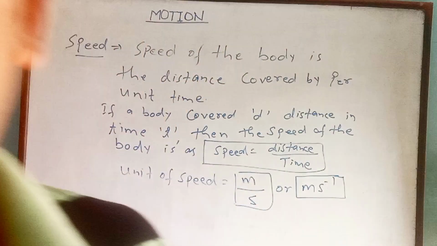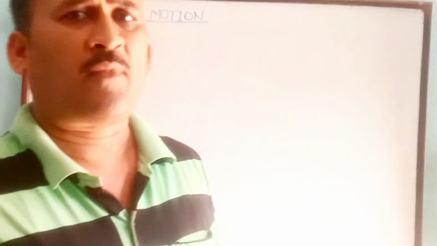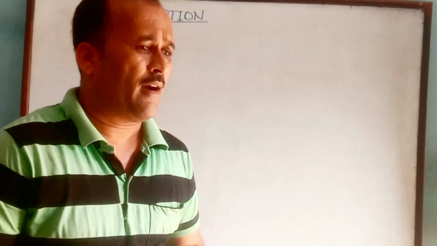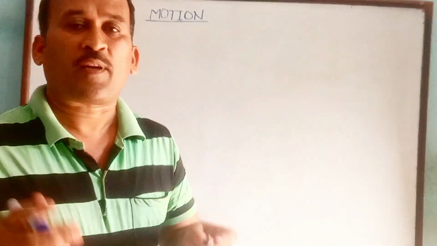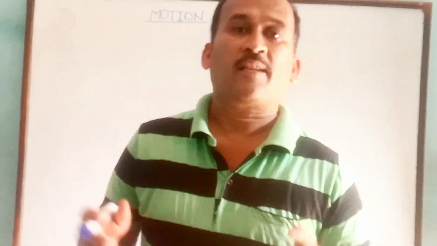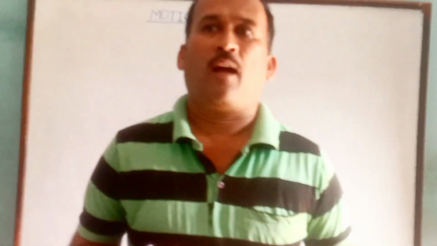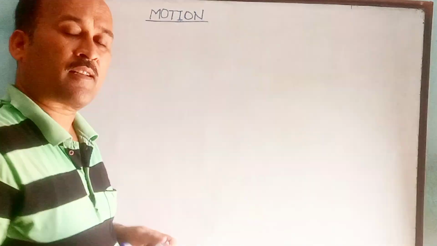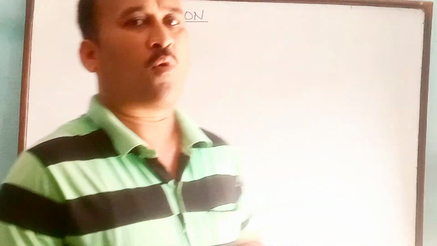So now, an instrument which measures the speed of the body is called speedometer, and the distance traveled by the body is measured by another instrument called odometer.